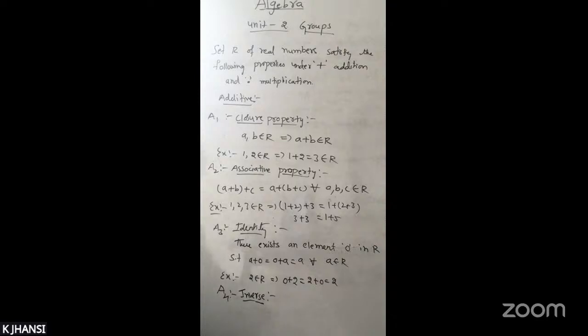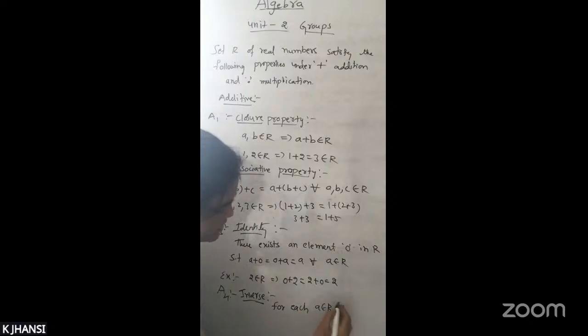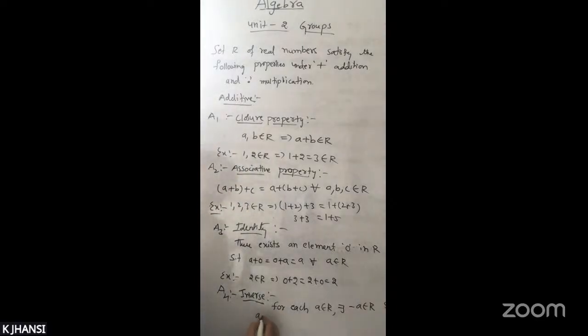So the inverse property with respect to addition and with respect to multiplication will be different. You have to remember that for each A belongs to R, there exists minus A belongs to R such that A plus minus A is equal to minus A plus A. So A plus minus A means what? It is 0. So minus A is called the inverse of A. So this is the inverse property. You can take 2 comma minus 2. 2 comma minus 2 belongs to R. Then what will happen?